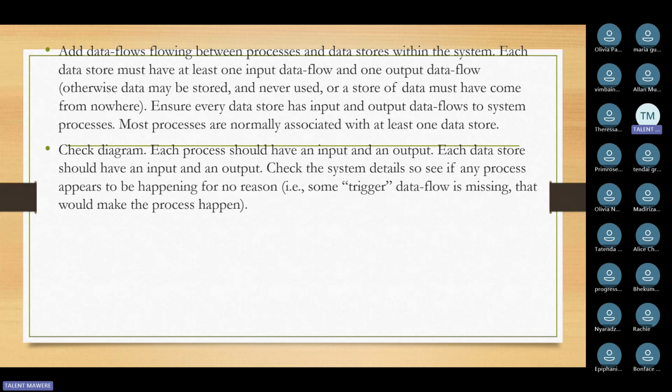You need to check the diagram. Each process should have an input and an output. Each data store should have an input and output. Check the system details to show if any process appears to be happening for no reason. If it's just happening for no reason, then there's something wrong with your system or with your diagram.